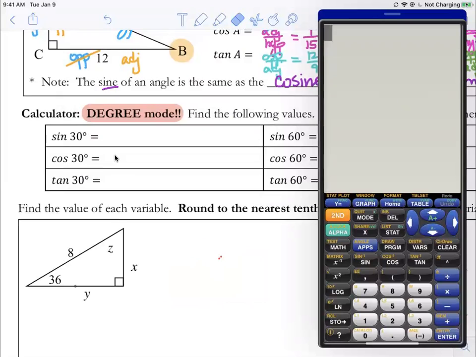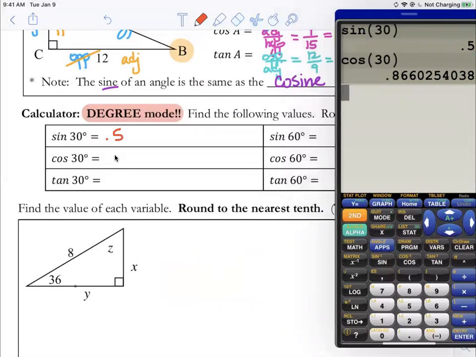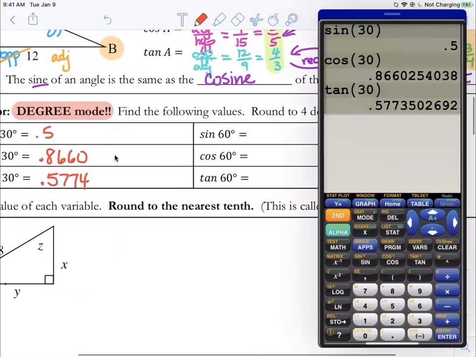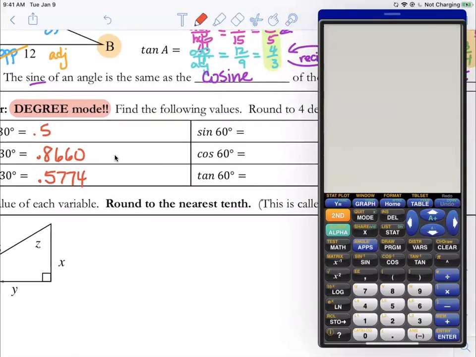Okay, so just to make sure we know what's going on, we're going to do sine of 30 equals, and that'd be 0.5. Cosine 30. And we're rounding to 4 decimal places, so that would be 0.8660. Tangent 30, 0.5774. Okay, sine of 60.